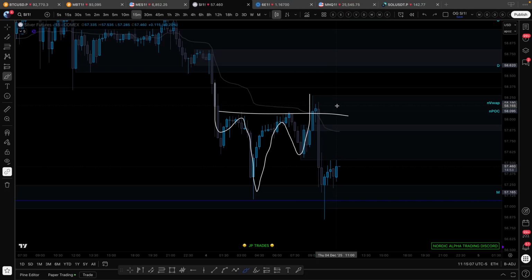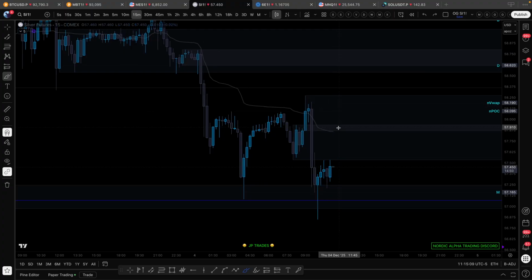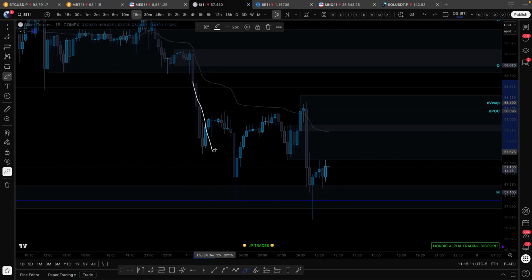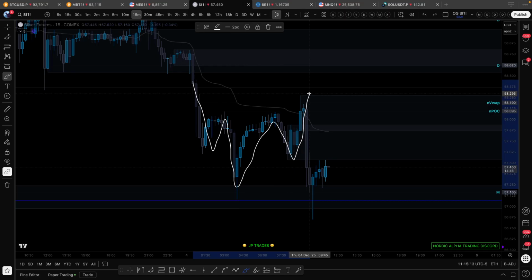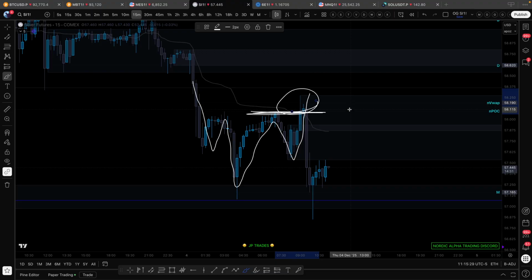Again, I cannot stress to you enough, this is why I do not trade patterns. Patterns work really well sometimes if you understand how to trade them with certain other tools and market structure. Because if you saw this here, you knew that you were just SFPing it.